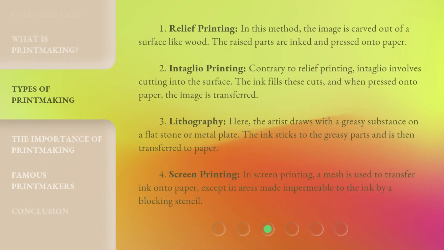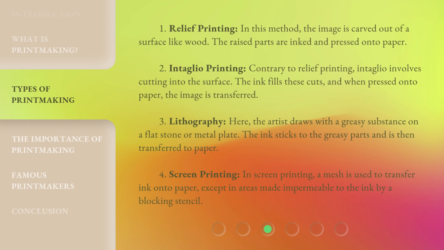1. Relief printing. In this method, the image is carved out of a surface like wood. The raised parts are inked and pressed onto paper. 2. Intaglio printing. Contrary to relief printing, intaglio involves cutting into the surface. The ink fills these cuts, and when pressed onto paper, the image is transferred.